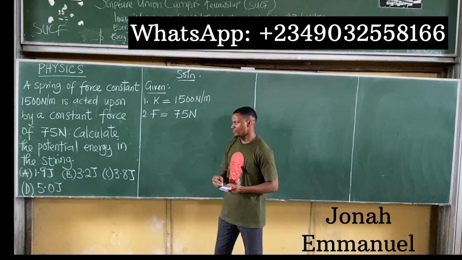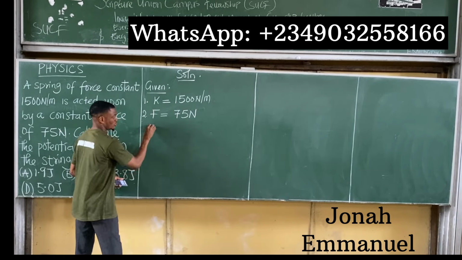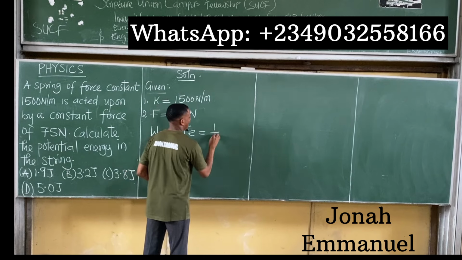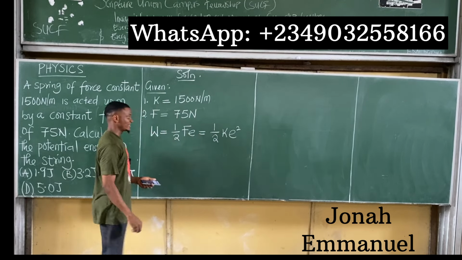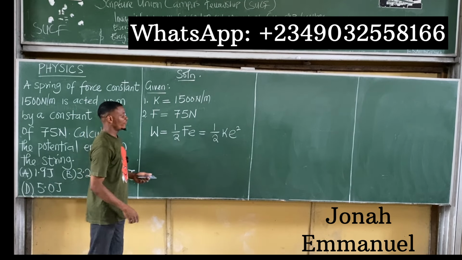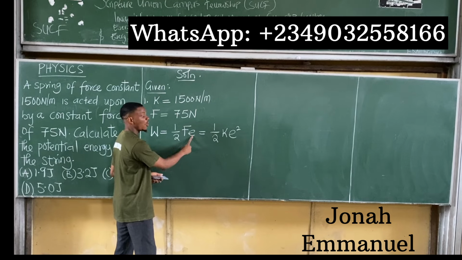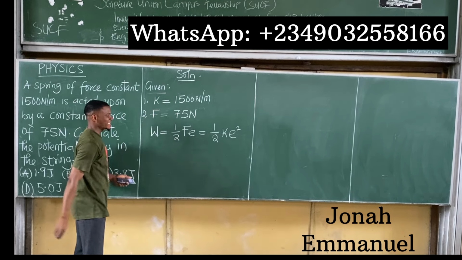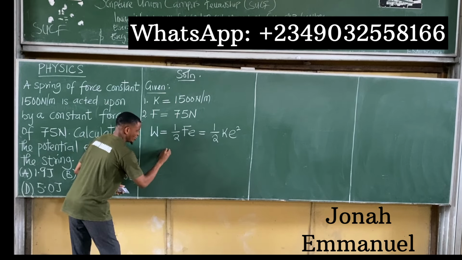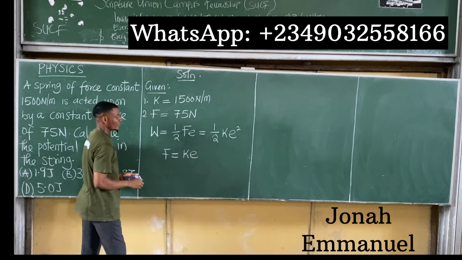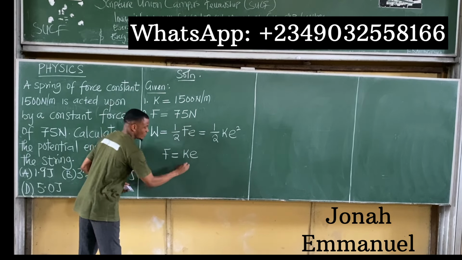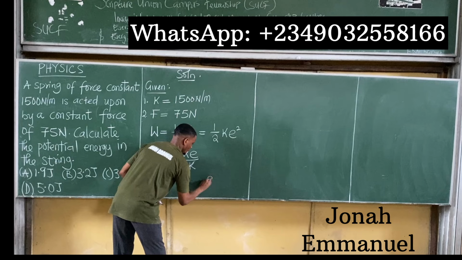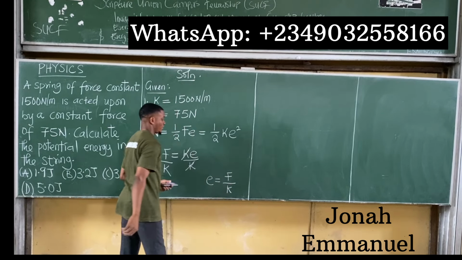We're asked to calculate the potential energy of the spring. Now we know that potential energy is same thing as work done, W, which is equal to half Fe or equal to half k e squared. So I have this. But if you look at this, for each of the cases there, you get force constant by multiplying force with extension or force constant with the square of the extension. But in the case where you have force constant and force, how do you express this? Well, that's simple. Now, look at this. We know that F is equal to ke. If I want to express e in terms of the force constant, you can say e is equal to, divide here by k, divide here by k, k cancels k. So we can say that e is equal to force all over k, or force constant.